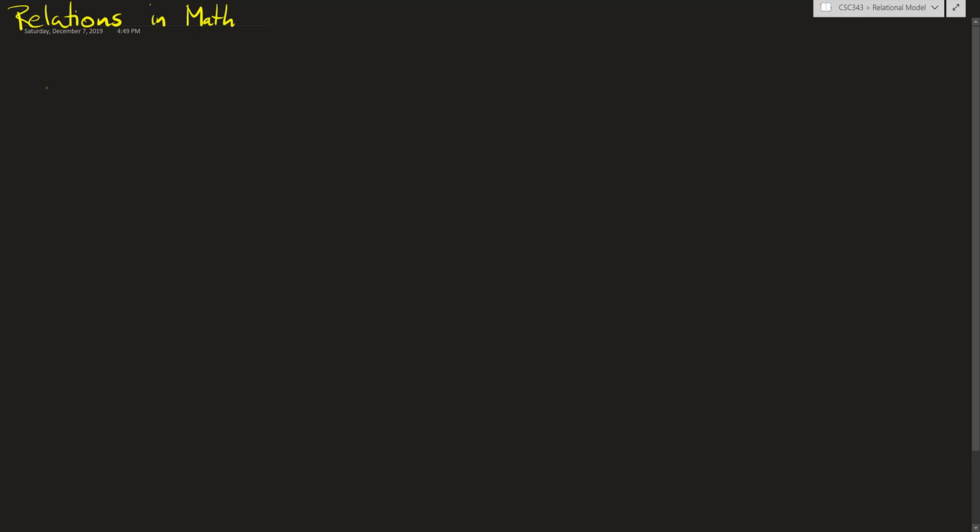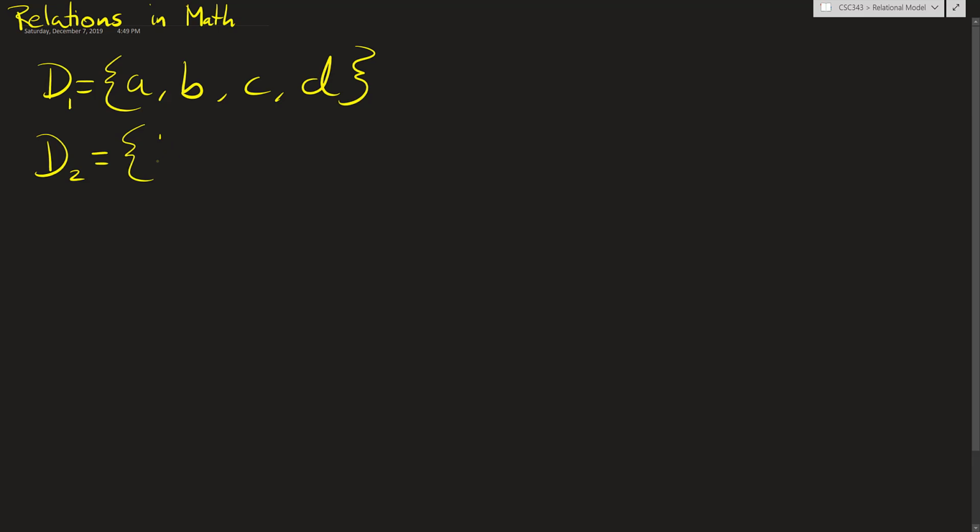So what is a relation? In math, we have this idea of different domains, and these are just different sets. Let's say we have some domain A, B, C, D, and let's call this domain D1. We have another domain D2, let's say that is 1, 2, 3.